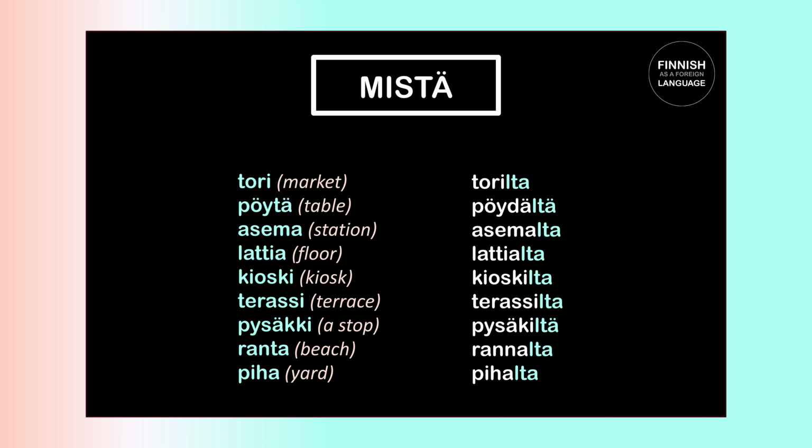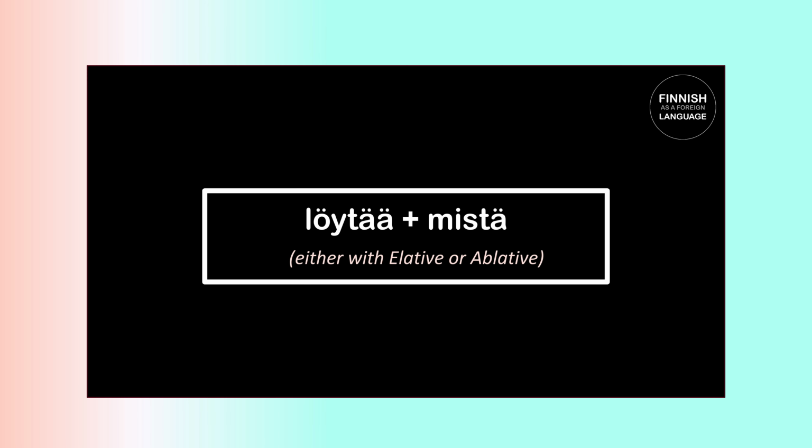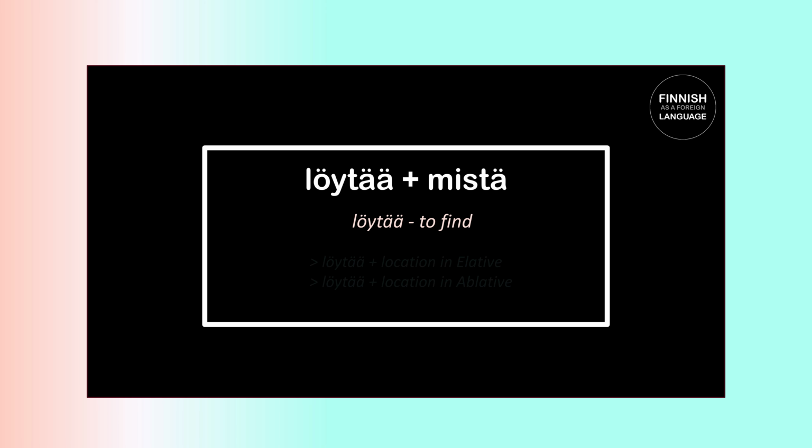Now let's take a look at two interesting verb constructions. Our first one is löytää plus Mistä. Löytää means to find. So in Finnish, when we want to say that we have found something somewhere, then the place where we found something has to stand either in the elative case or the ablative case.